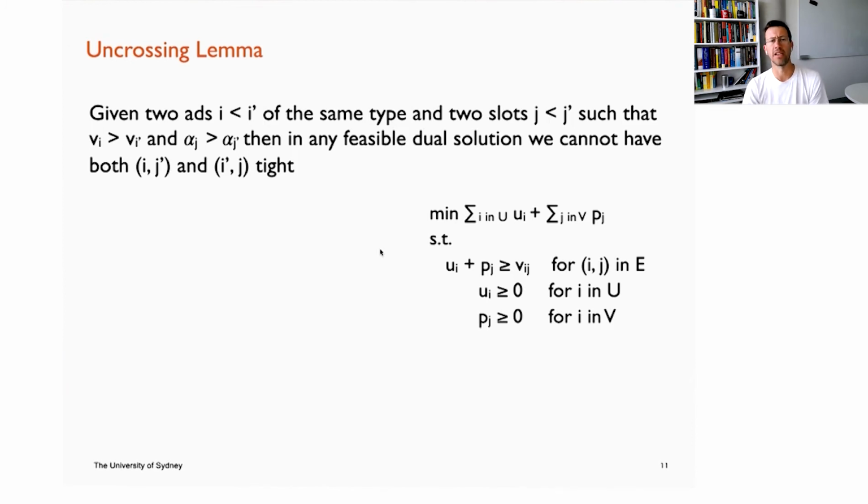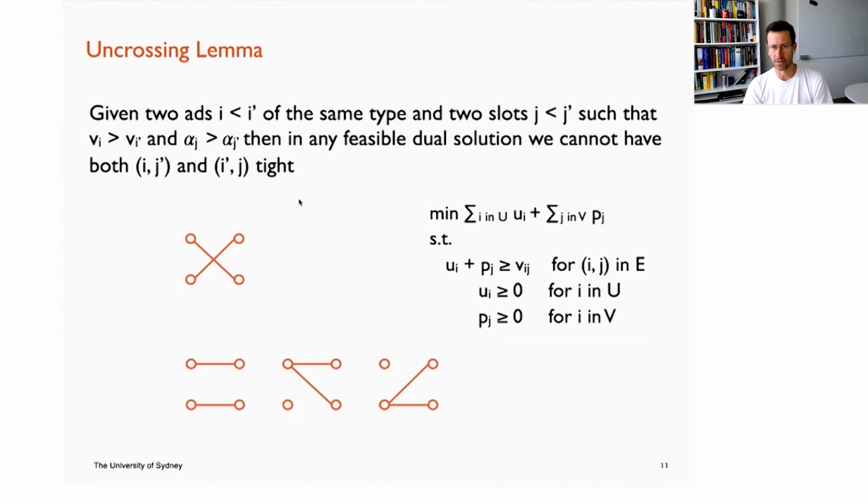Then the statement is that in any feasible dual solution, we cannot have both of these edges be tight: i to j prime and i prime to j. So this is kind of, they would look like this. They would be crossing. Yeah? So that's why we call it the uncrossing lemma.